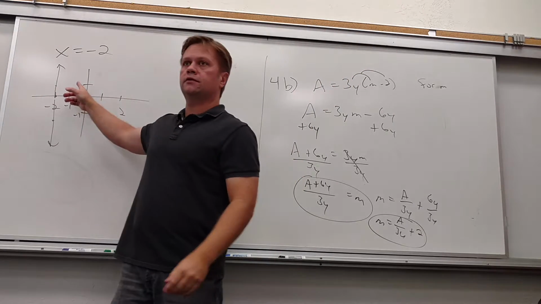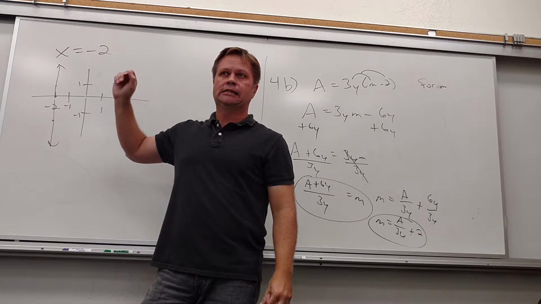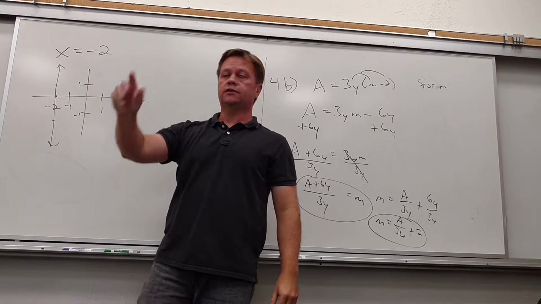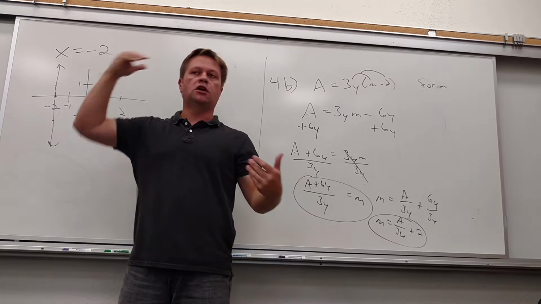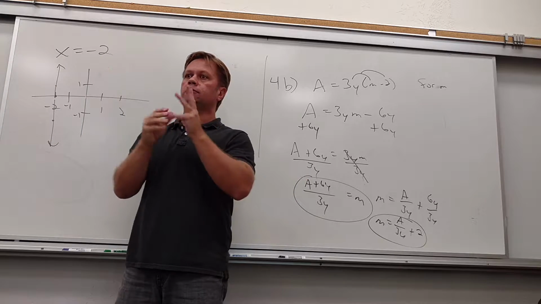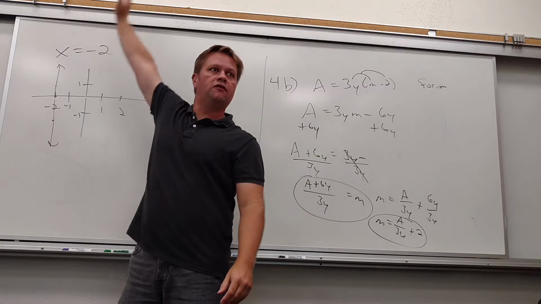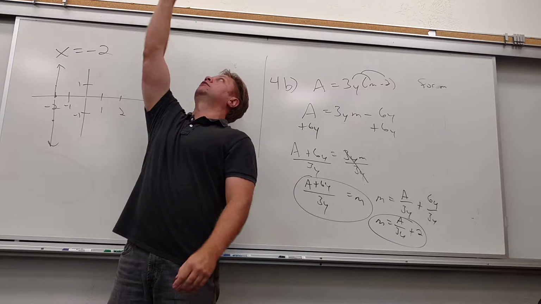What's the slope of this? Undefined. Yeah, good. Undefined, because it only rises. The run is always going to be 0. Something divided by 0 is undefined, or sometimes we call this infinite slope.